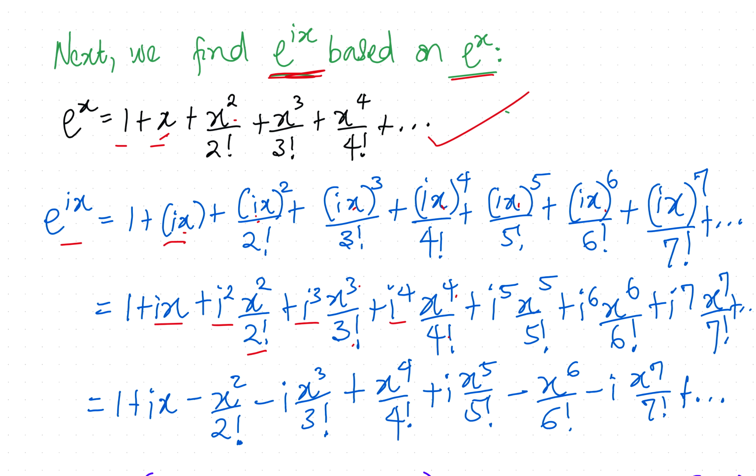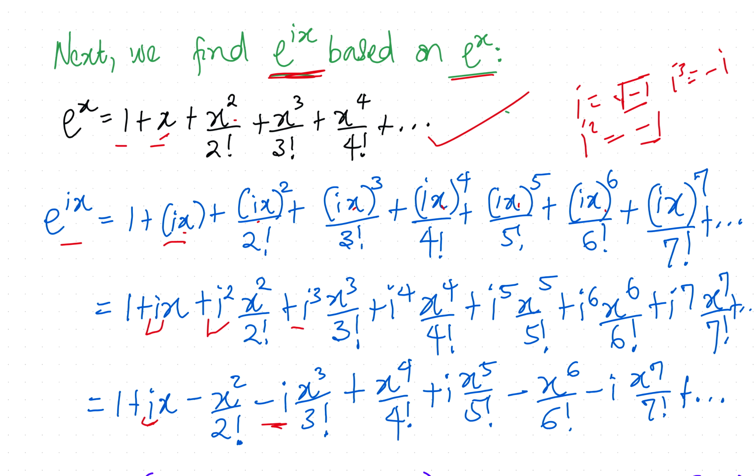So i remains i. But for i squared, you remember, i itself is root minus 1, right? So it means that i squared will be root minus 1 squared, and root minus 1 squared is simply minus 1. Because of that, we have minus 1 times x squared over 2 factorial. So that's why we have this to be minus x squared over 2 factorial. Then, of course, i cubed would be minus 1 times root minus 1, so that would simply be minus i. That's why you have minus i here. For i cubed, you have minus i x cubed over 3 factorial.